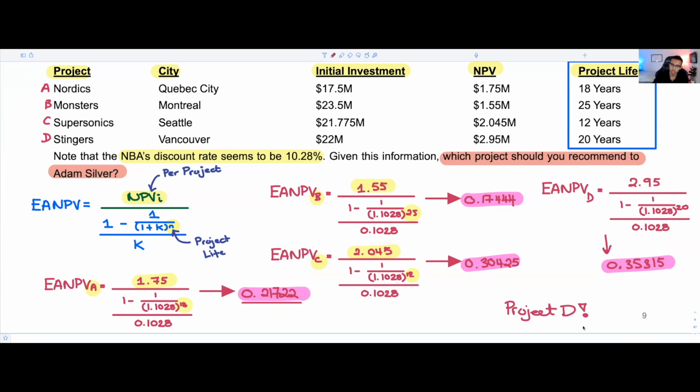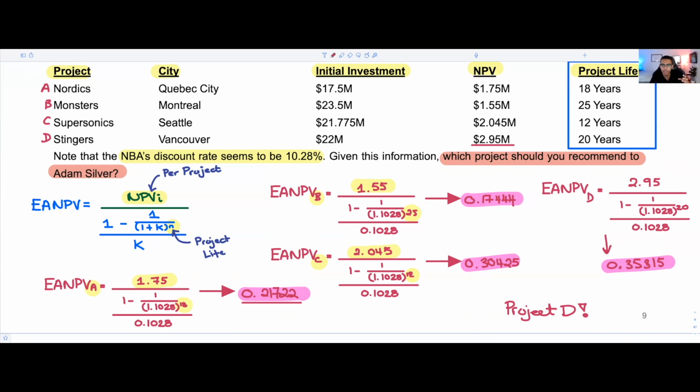Okay? But still, I want to take a step back. Please, I hope this is clear. If we were to put the NPV for project D at a different amount, call it 2.40 or 2.48, 2.50, we would have a different decision, okay? In that case, project C would be the best project because it would yield the highest EANPV, okay? So that's something to just really have in mind.